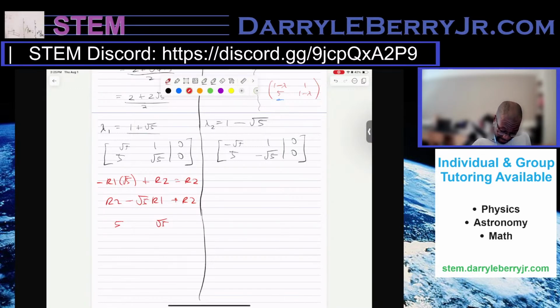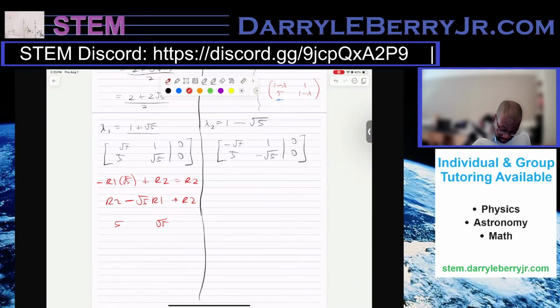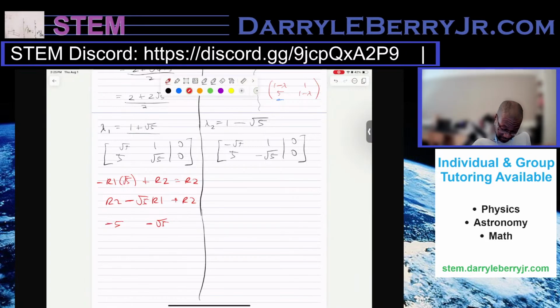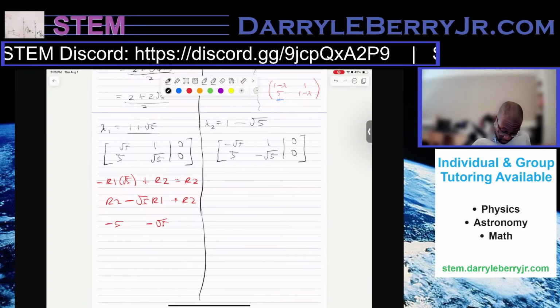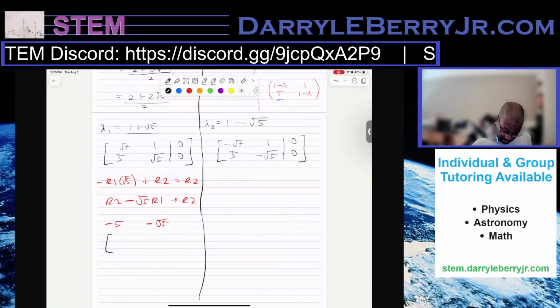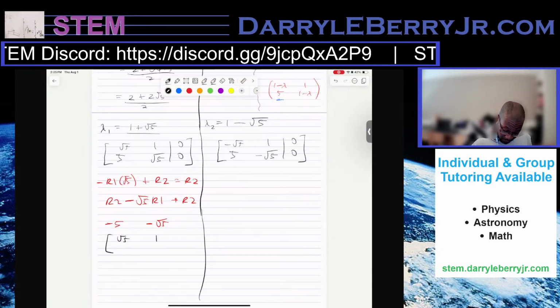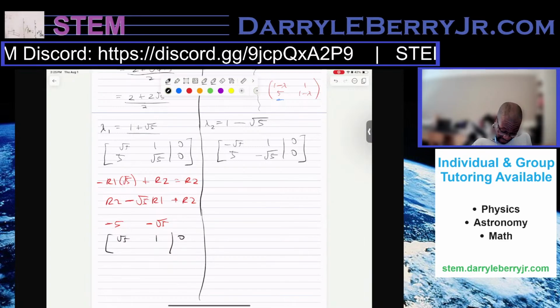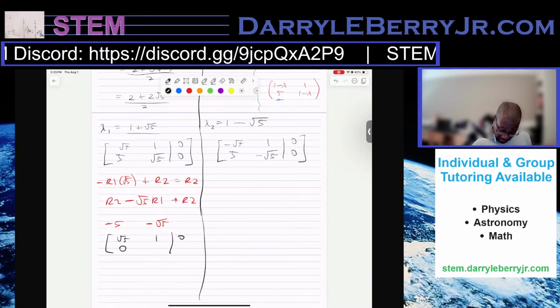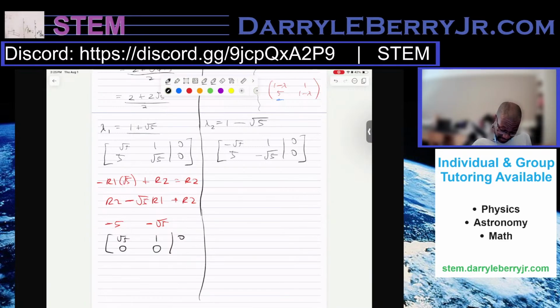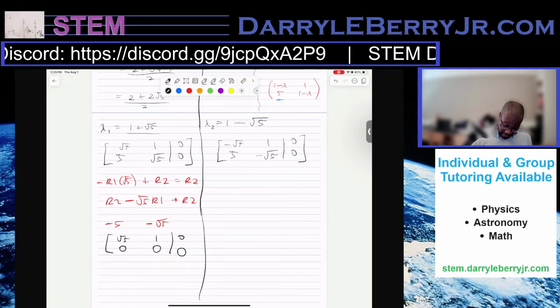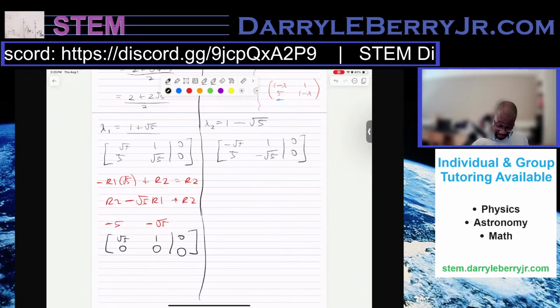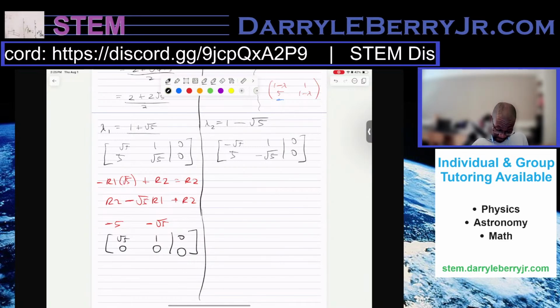And I'm going to subtract that from row 2. It's going to be negative, negative. So my row 1 is going to stay the same, square root of 5, 1, 0. And now 5 minus 5 is 0, and square root of 5 minus square root of 5 is 0. All right, so we have that. So that does make more sense. The other one did look strange.